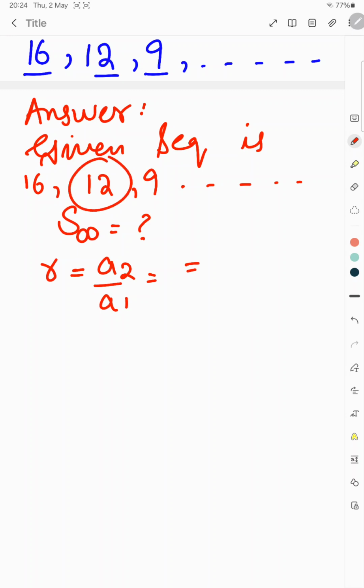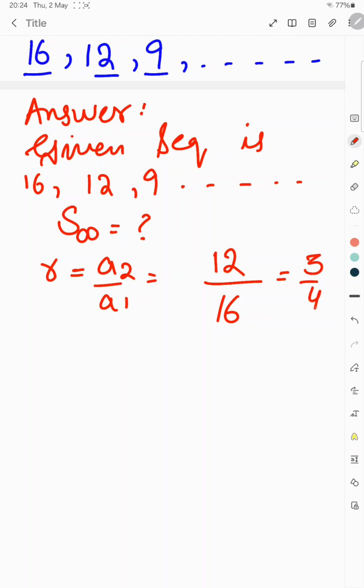So here A2 is 12. Okay, and what is A1? A1 is 16. So here I get the answer which is 3 by 4. R is equal to 3 by 4. Now I have to just divide it on calculator and I get the answer in points which is 0.75. So student, as you can see 0.75 is less than 1. Okay, because as you can see it's a 0 value and you know that 0 is less than 1.